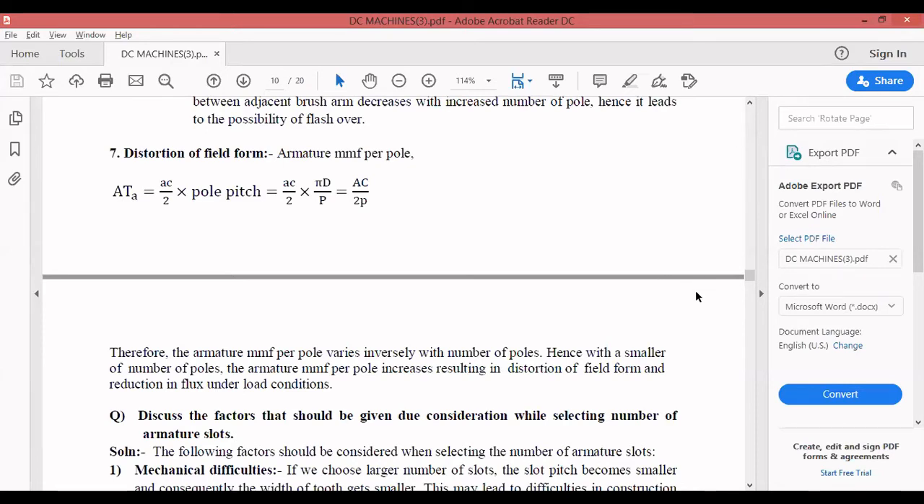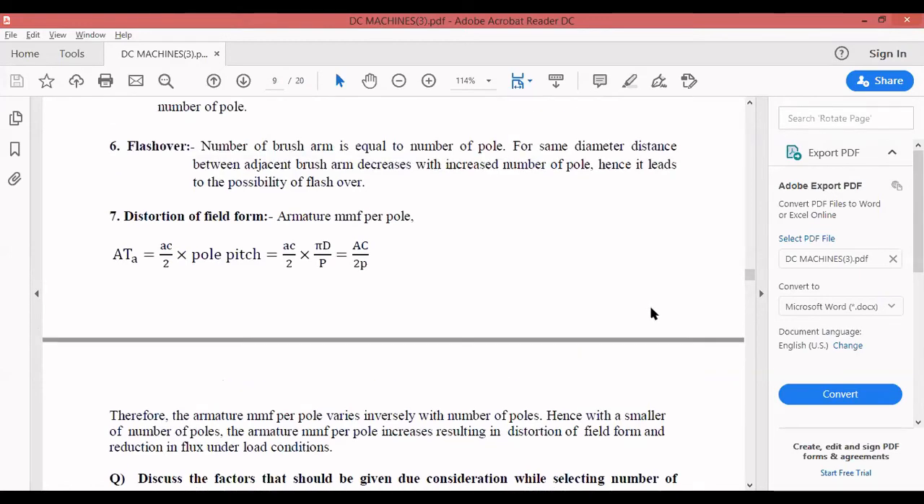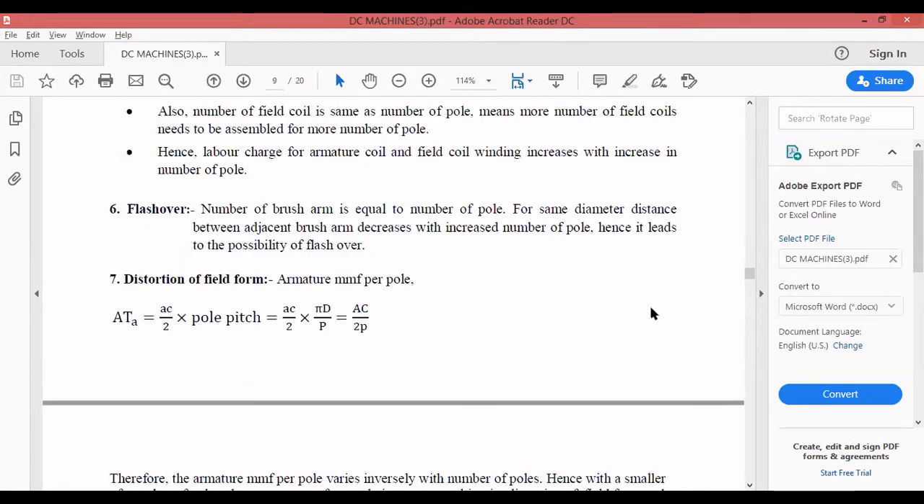These are the seven factors you have to take into consideration while selecting the number of poles, whether you have to select 4 poles, 2 poles or 6 poles. Based on these factors, you have to decide the number of poles, along with the rating of the machine. A very important question: what are the factors to consider while selecting the number of poles?